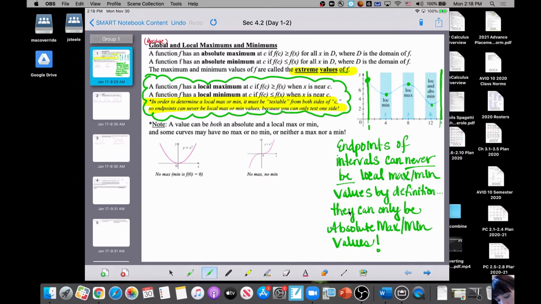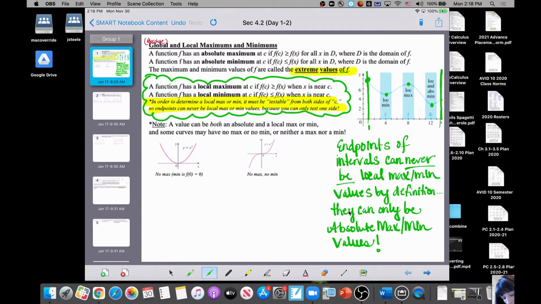Right here at x equals 12, this is the lowest point of the function within the given interval from, it looks like, x equals 1 to about x equals 14. So we would say that the point x equals 12 is both a local and an absolute minimum.